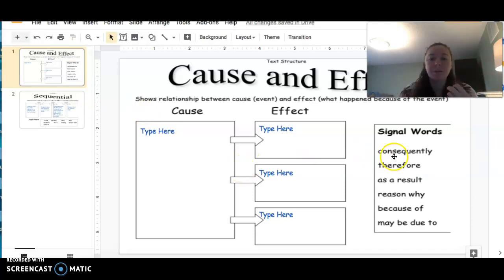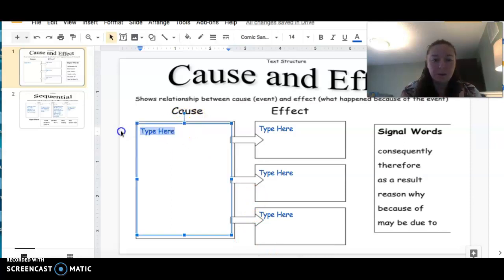So some signal words are consequently, therefore, as a result, reason why, because of, and maybe due to. And this one here, the reason why, really kind of triggered my brain to think that Tammy must be using cause and effect here in this chapter, because she's kind of telling me the benefits and the things about the penguin, and as a result, the reason why they're able to catch so much food. So I'm going to start filling in my cause and effect chart.